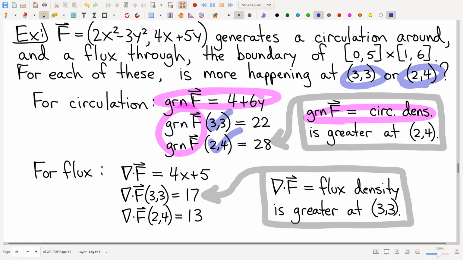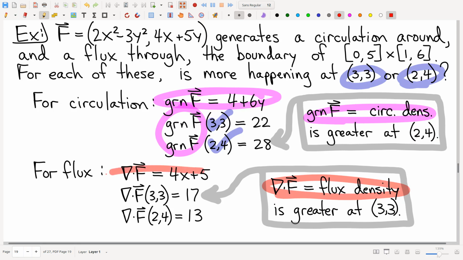All right, here you go. 28 is greater than 22. That means there's more circulation happening at 2, 4 than there is at 3, 3. And then likewise, if you're interested in flux, there's a certain amount of total flux here, and that's fine. But between these two different points, where is more of the flux coming from? Flux density tells us that.